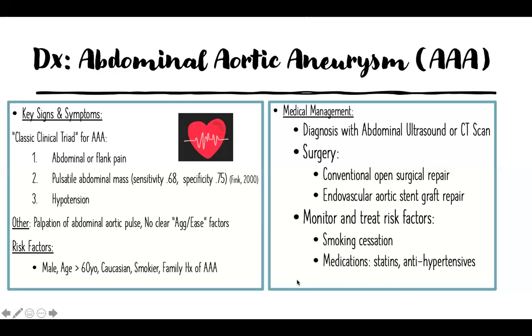If somebody does have this and it is of a great enough girth to indicate surgery, surgery would be appropriate to try to reduce incidence of rupture. They're going to go in and they're going to repair that site of the aneurysm. So that could be indicated, and there are a couple different surgical procedures that are present.